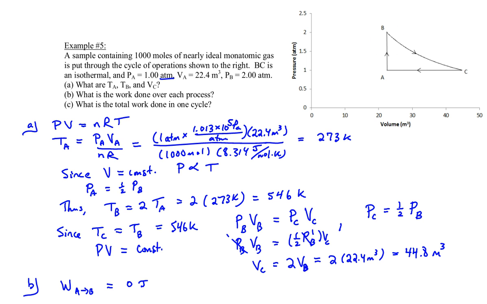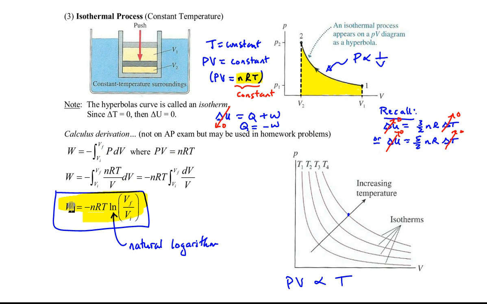Next, we're going to calculate the work done from B to C. Now, on the AP exam, I would not expect you to do this because it involves calculus. But let's go back to the notes and see if you can find that equation to calculate the work done over an isothermal process. Take a look back at the notes. Aha, there it is, right here. And we're going to be using this formula, which involves a natural logarithm.